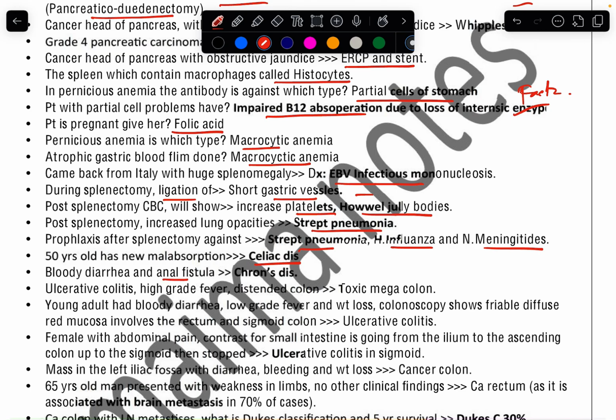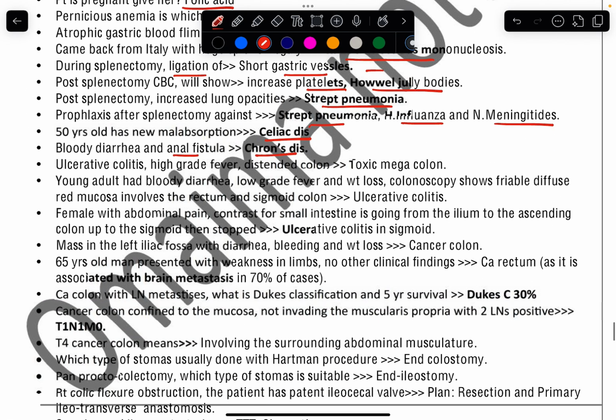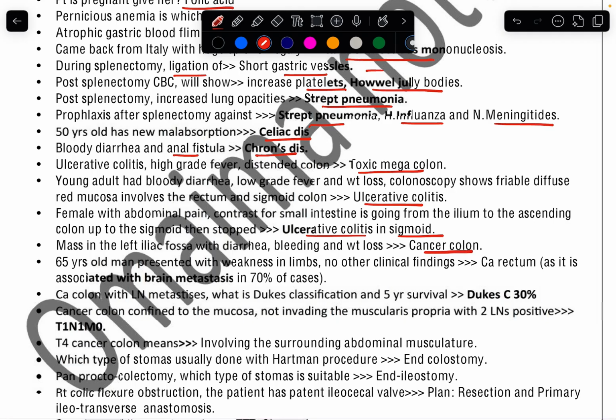Bloody diarrhea after anal fistula, Crohn's disease. Ulcerative colitis, high grade fever, distended colon, toxic megacolon. Young adult, bloody diarrhea, low grade fever, weight loss, colonoscopy, friable mass, mucosal ulcerative colitis. Female, abdominal pain, contrast for small intestine goes from ileum to the ascending colon and sigmoid, then stopped. Ulcerative colitis in sigmoid. Mass in the left iliac fossa with diarrhea, bleeding, and weight loss. Crohn's, cancer colon.